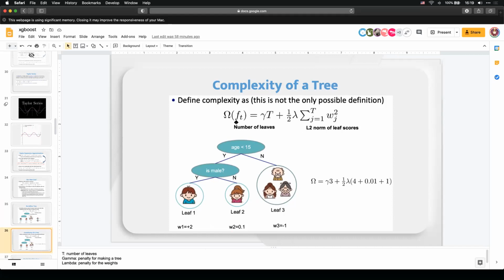So by giving a formal definition of omega and taking this example, let's see how we can calculate omega. So we have three leaves. So it's going to be 3 gamma plus 1/2 times lambda, which is another hyperparameter. And then the weights is wj squared, right? So 2 squared is 4, 0.1 squared is 0.01, -1 squared is 1. So by doing this together, we know that for each step after we have the prediction results of a tree, we can calculate this omega value using the number of leaves and the weights, and we can find omega.